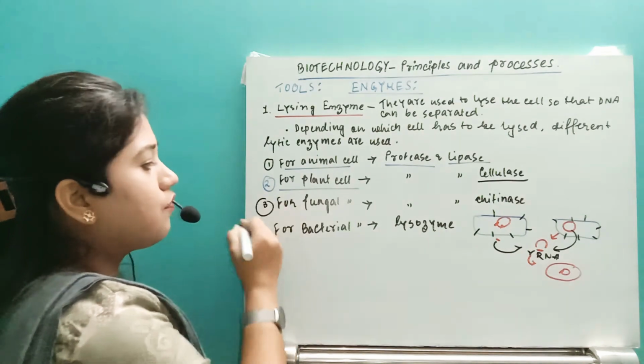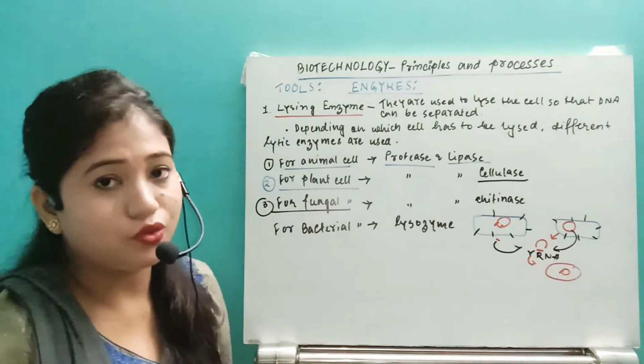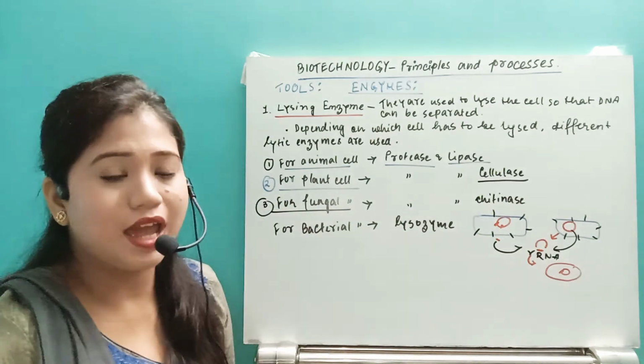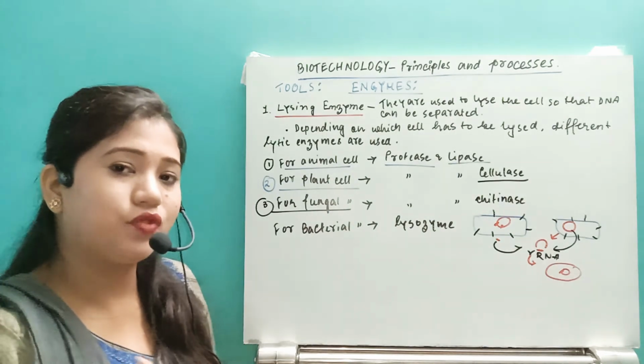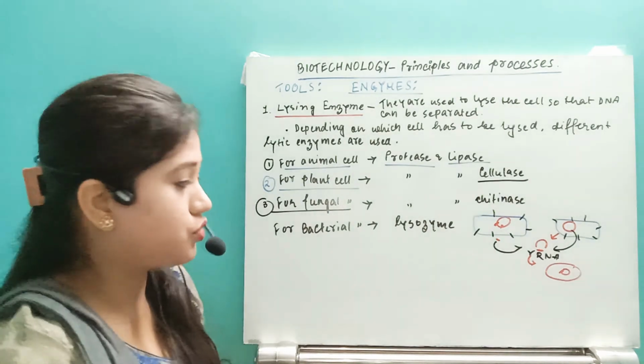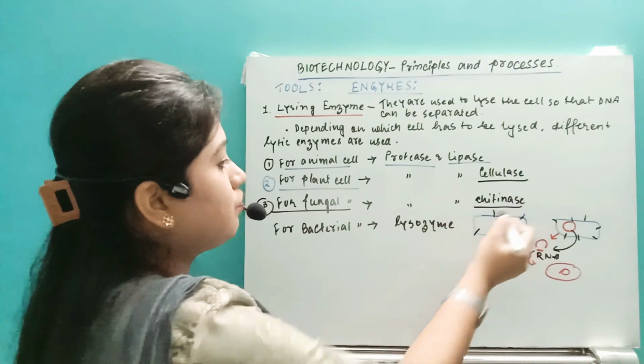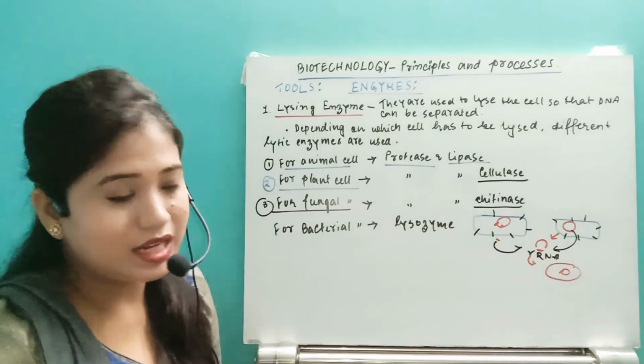Next one, C, for the fungal cell. You need to know that in case of the fungus, they have the cell membrane which has chitin. So for breaking down the chitin, we need to have this enzyme, chitinase enzyme.